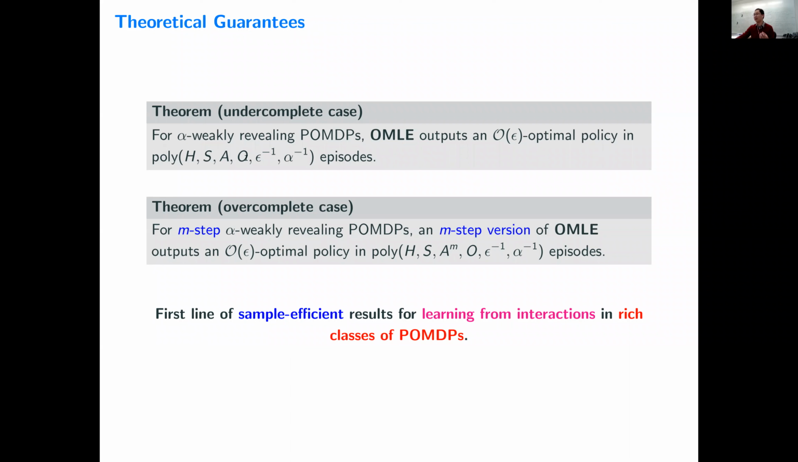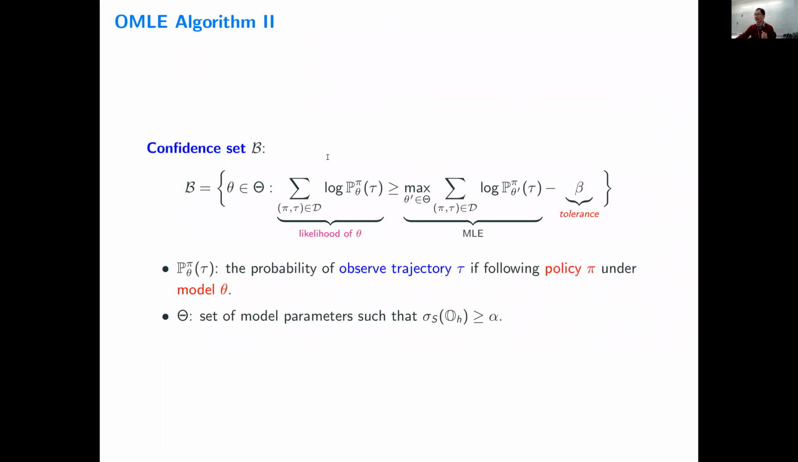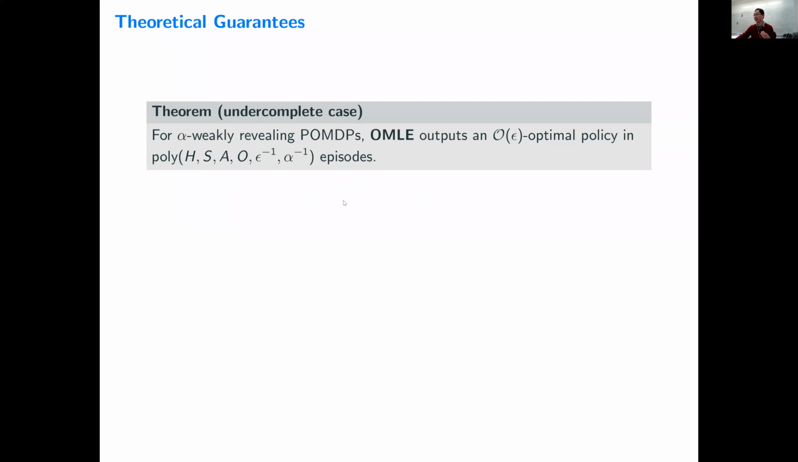But in general, yes, if you do some generic function approximation, then it will depend on the covering number or even the bracketing number of this model class, and it will show up in the sample complexity. I see. Thank you. That's a very good question.